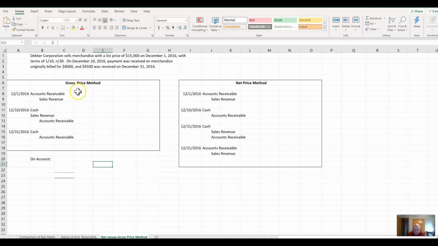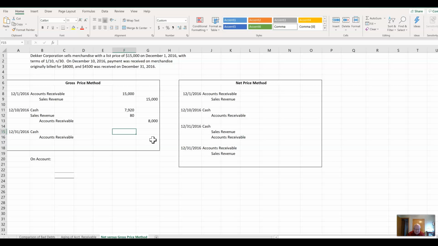Okay, so my original entry here under the gross method is 15,000, 15,000. This is the way you have been doing it. Now, when they paid the 8,000, well, it was originally billed for 8,000. Take off the discount of 79.20, no, 80, and then we put a debit to sales revenue for the discount of $80 and accounts receivable for 8,000. Now that's a little different than what we used to do. You used to do sales discounts, and now they're doing sales revenue. You're reducing the sales revenue account. They don't want sales discounts anymore.